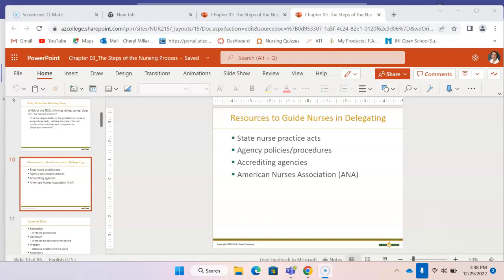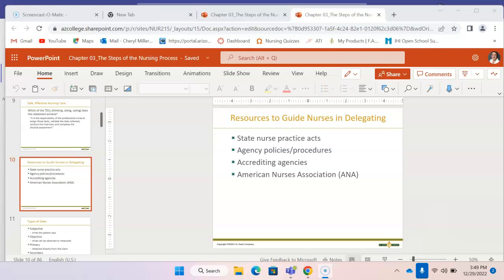The other resource we have is the American Nurses Association. They are a group of nurses that get together and decide on different scopes and standards of nursing. You will come back to see this in Nursing 213. When you come to see me in 213, we'll talk more about nursing practice acts and the ANA.